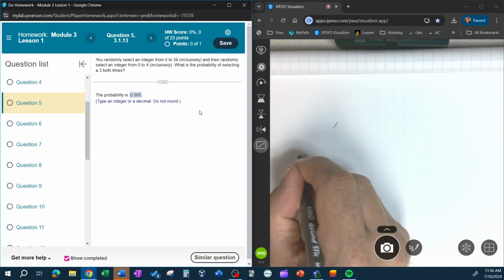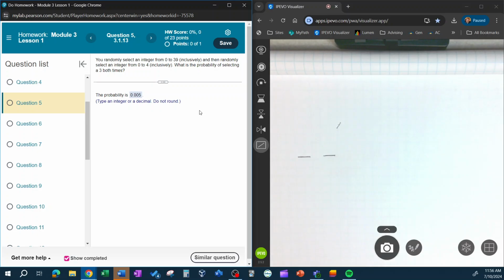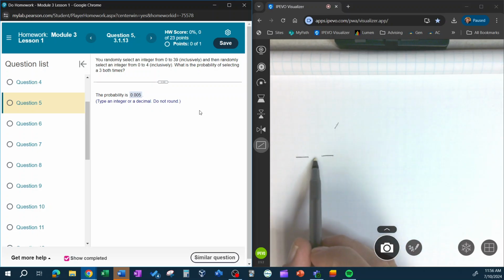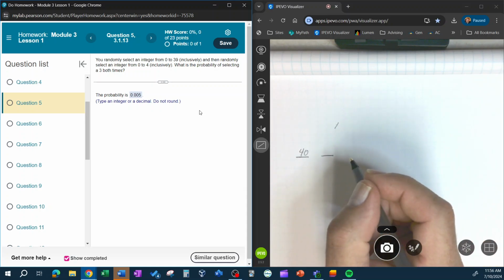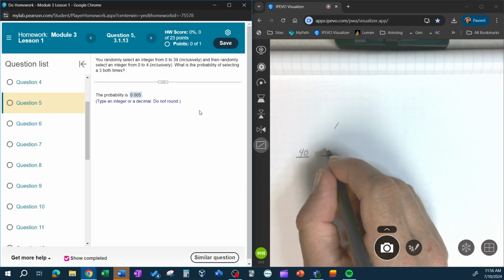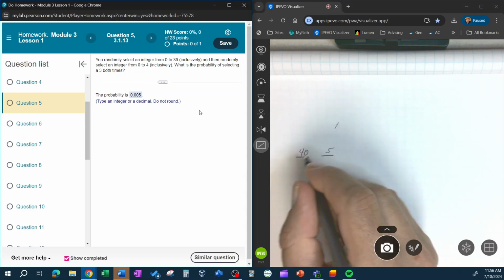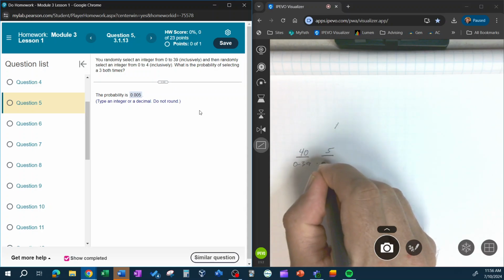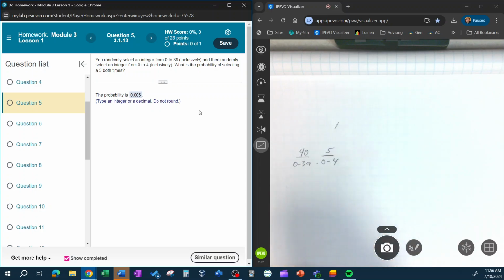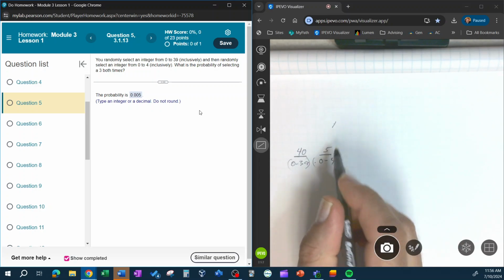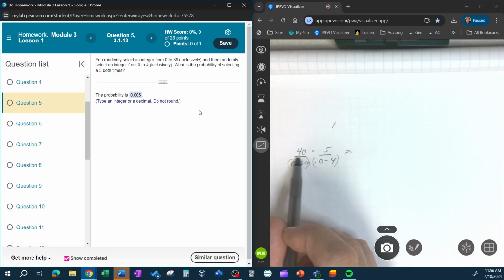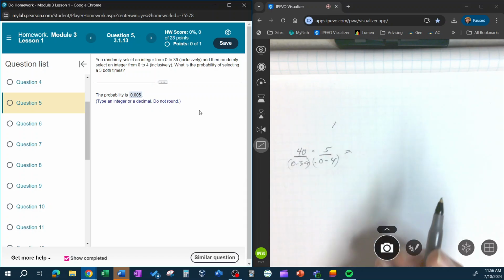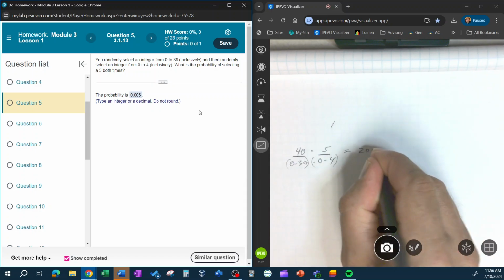So you've got to choose an integer twice, and the first time you have a possibility of 40, and the second time you have a possibility of 5 different numbers. So this is 0 to 39, and this is 0 to 4. The fundamental counting principle says, how many different ways can I pick numbers here? You just multiply 40 times 5, and that ends up being 200.